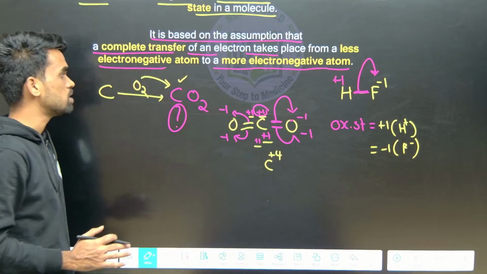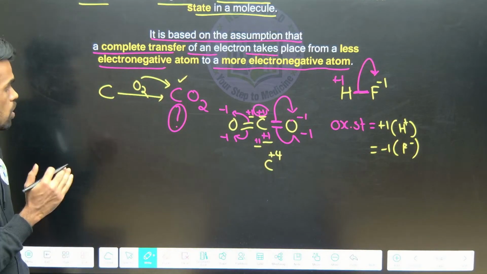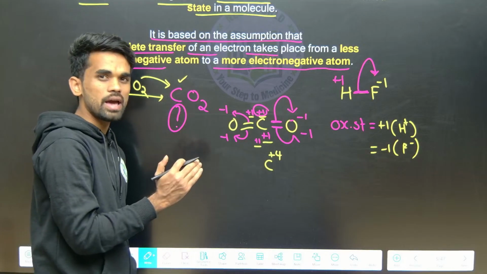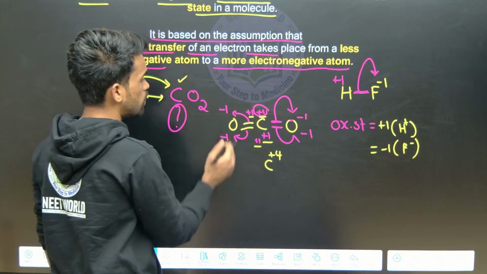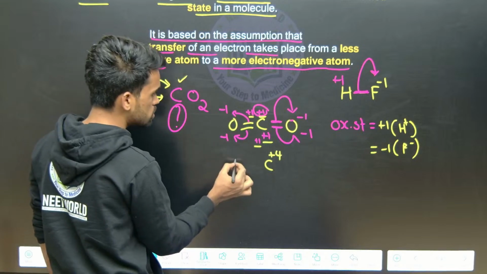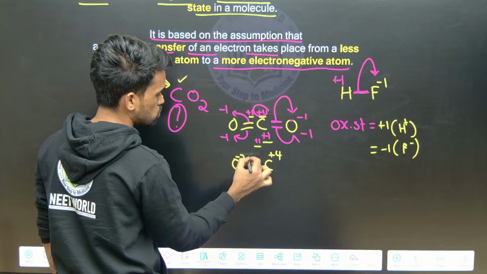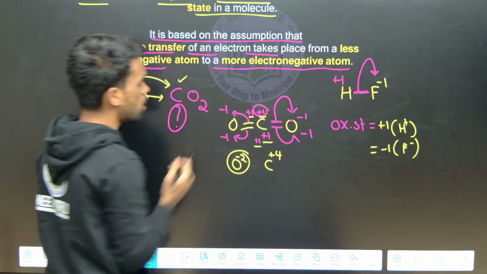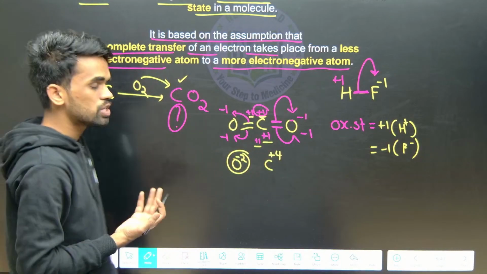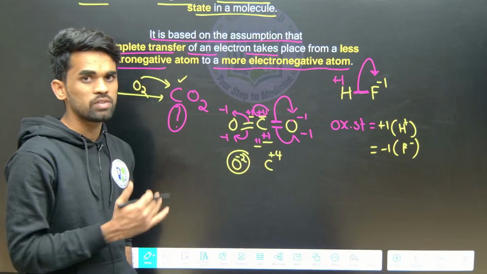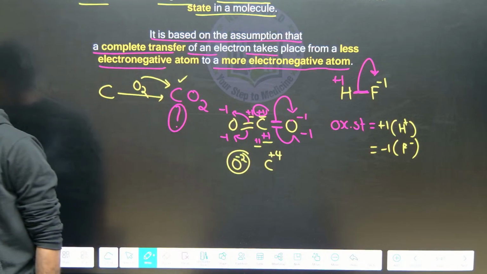So what is the oxidation state of carbon in carbon dioxide? It will be plus 4. Now what about the oxygens here? Each oxygen will be minus 1 and minus 1, so it will be minus 2 for each. This is how you need to give the oxidation number for each element in a given compound. Hope the discussion is clear.